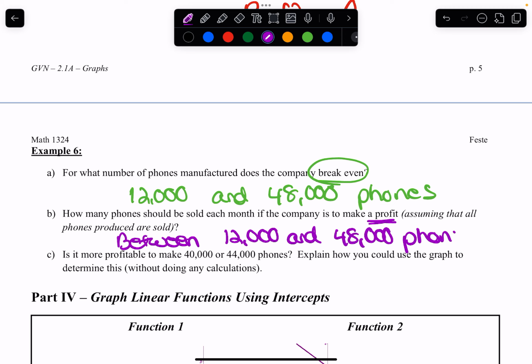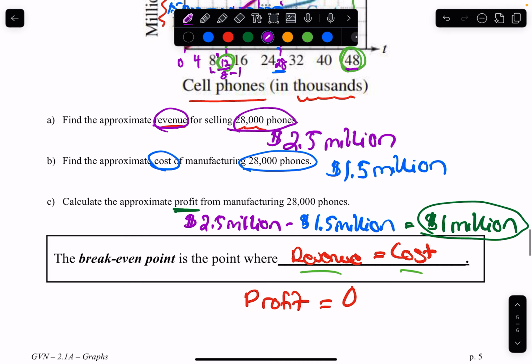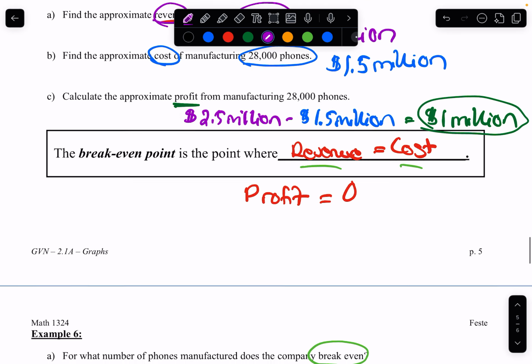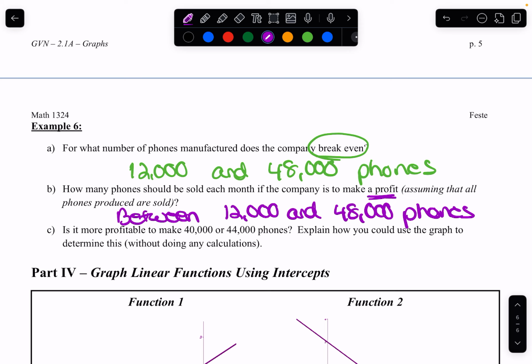If we look at less than 12,000, we can see that the cost function is higher up. That means we are paying more than what we're getting from selling. Same thing if we go higher than 48,000 phones. We're paying more to manufacture them. So the company should be making 12,000 to 48,000 phones.